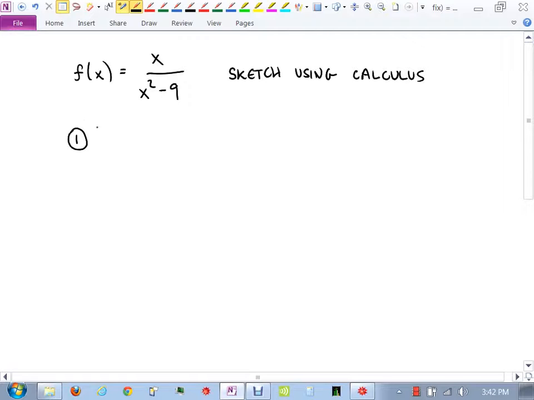First step is domain, right? What is the domain of this function? Everything except negative 3 and positive 3, right? Those are the only two. So the way we say that, negative infinity to negative 3, union, negative 3 to 3, union, 3 to infinity. That's the interval way of notating the domain.